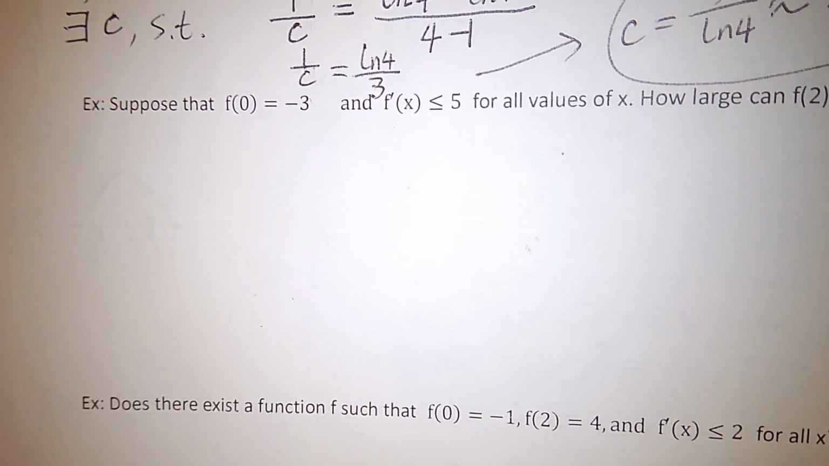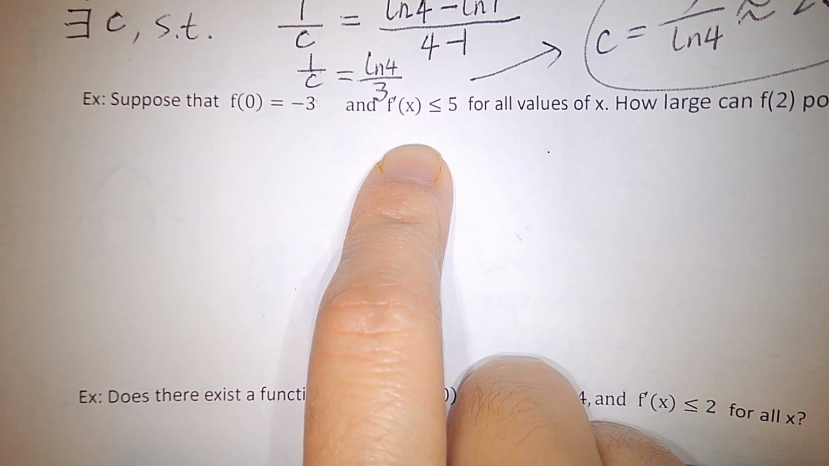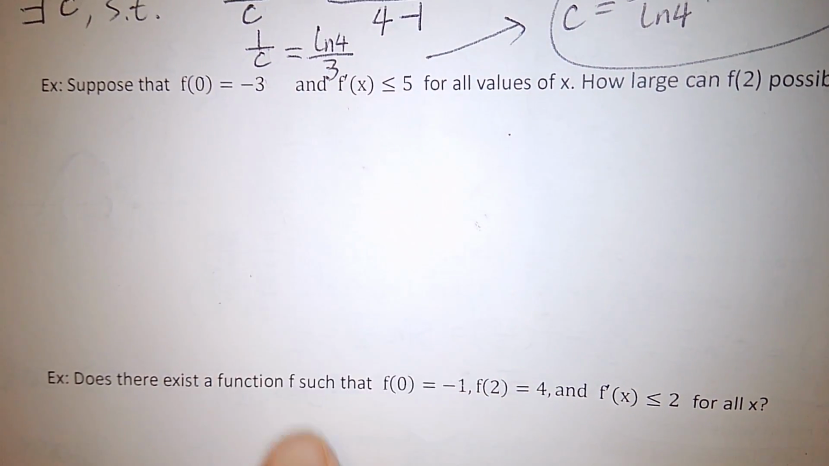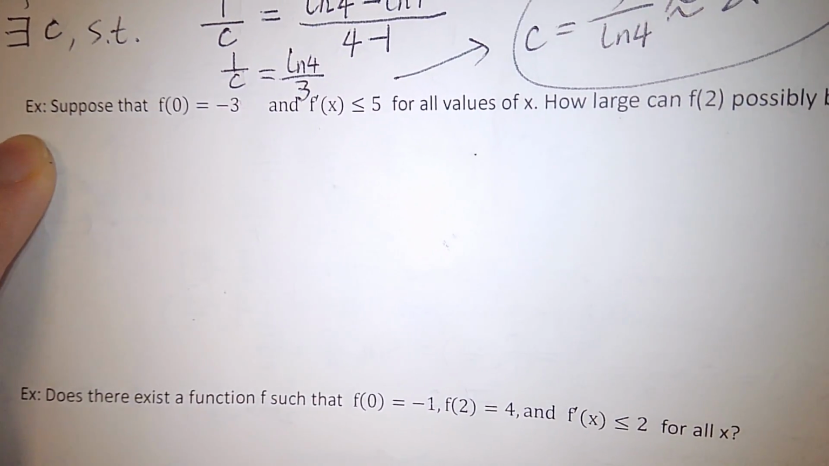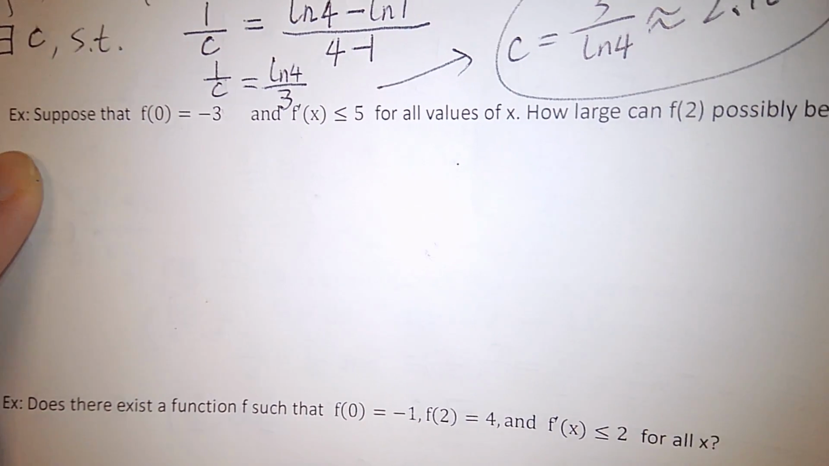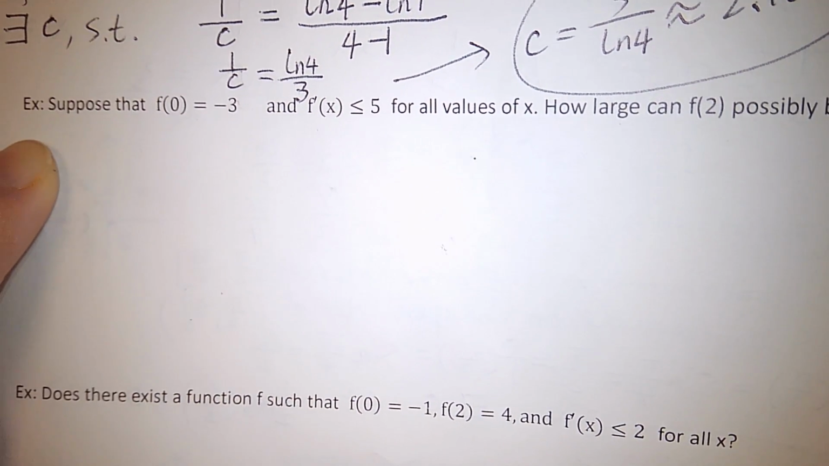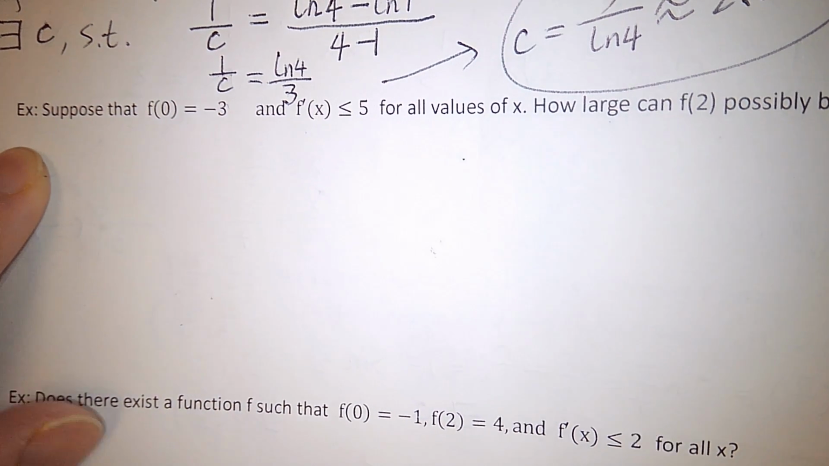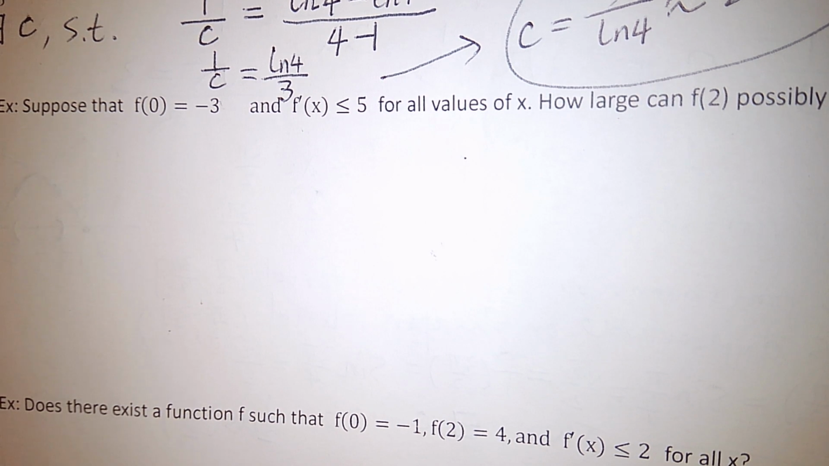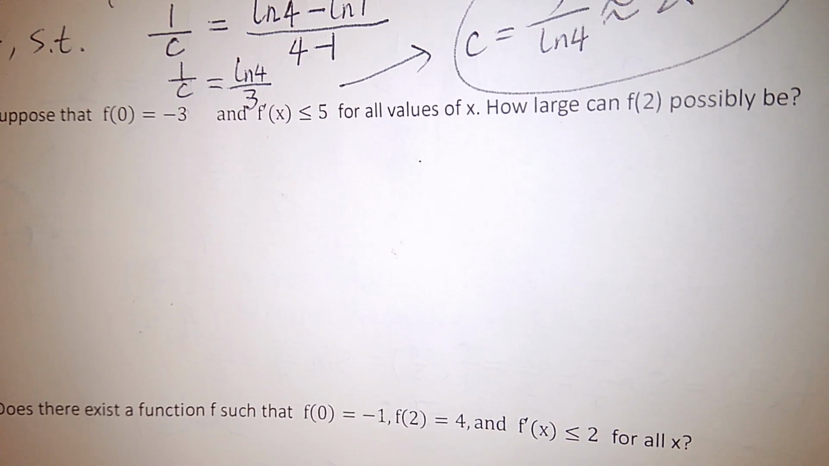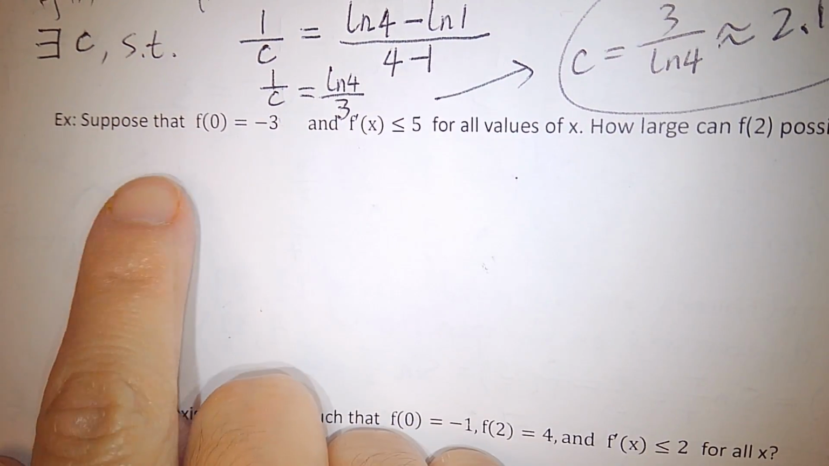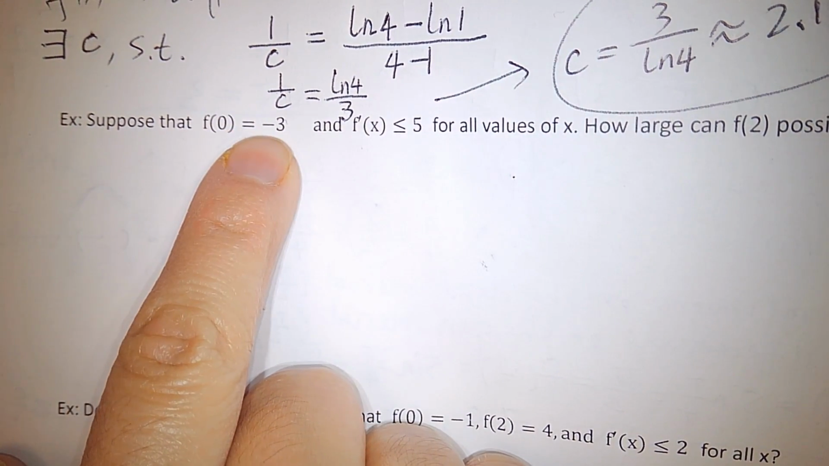So we do have the other type of question involving the mean value theorem. Let's try both of them together. So for this example, I'm going to ask a volunteer to read it for us. Who wants to read? Who hasn't read yet? Mark? Suppose that f of 0 equals negative 3, and that f prime of x is less than or equal to 5 for all values of x. How large can f of 2 possibly be? Yes, okay, good, thanks.